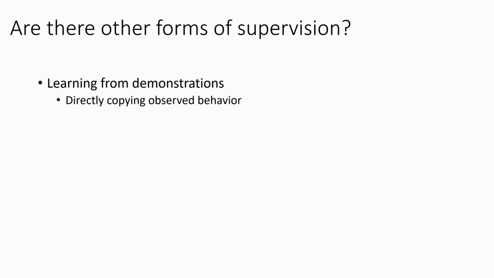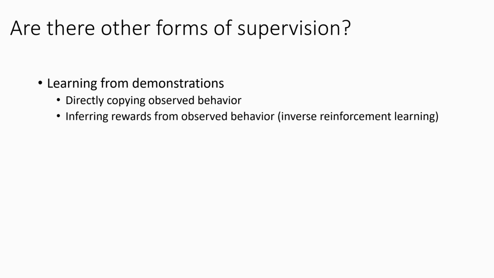So you could imagine learning from demonstration by directly copying the observed behavior. Or you could imagine something more sophisticated, like using demonstrations to infer what that other agent was trying to do, and then accomplish that other agent's goals yourself, maybe using other means. You could learn from observing how the world works.